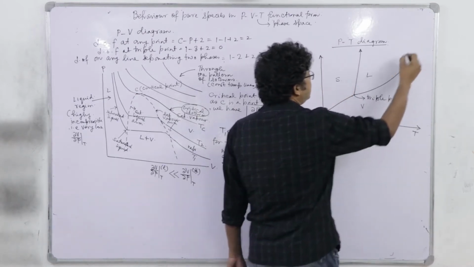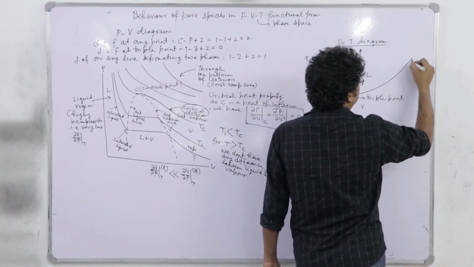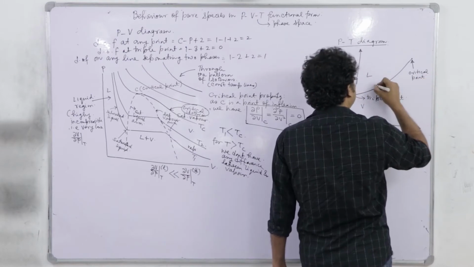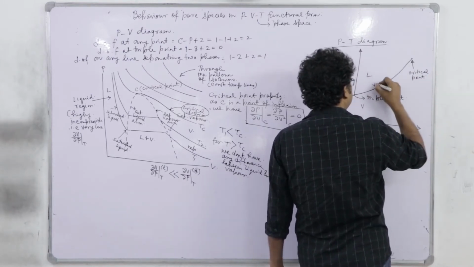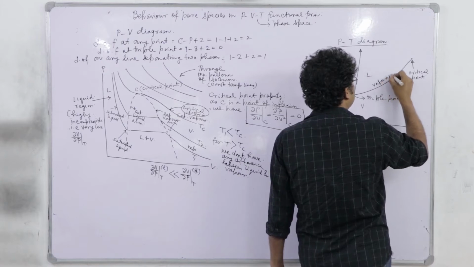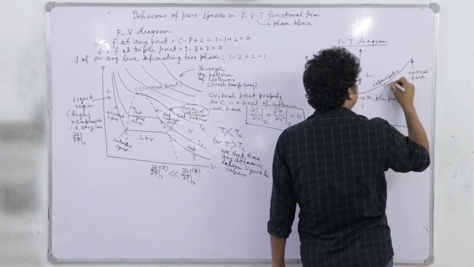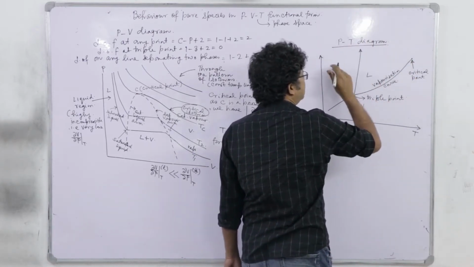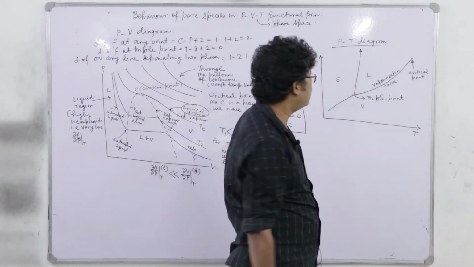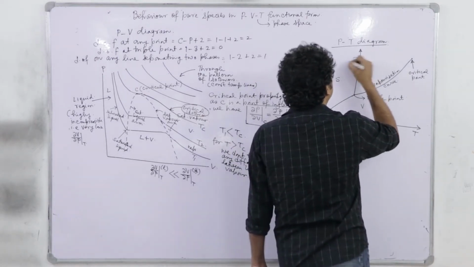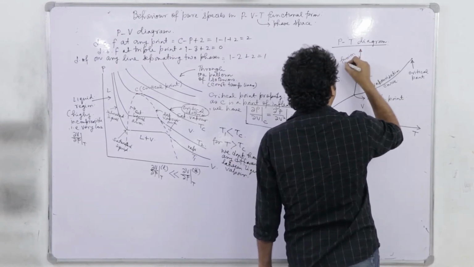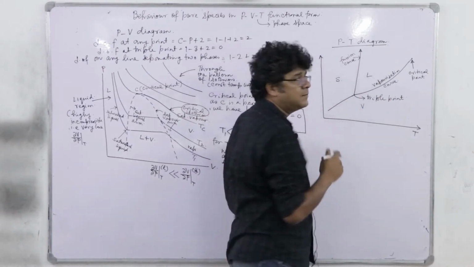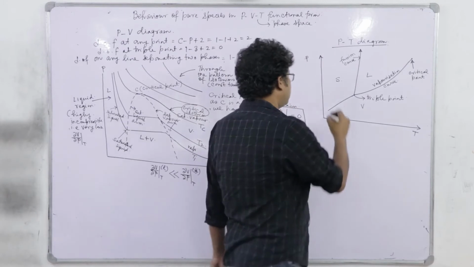Right? This is the critical point. And the vaporization curve exists between the triple point and the critical point. The fusion curve is indefinitely being stretched in this direction. It is because solid and liquid are always distinguishable. So, that is the fusion curve, and the phase change line or the boundary between the solid and vapor is obviously the sublimation curve.